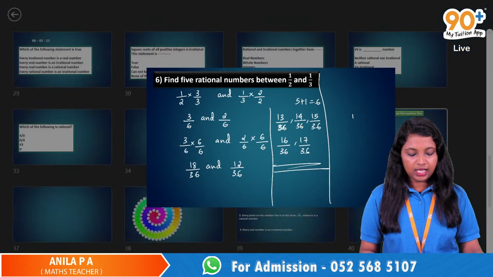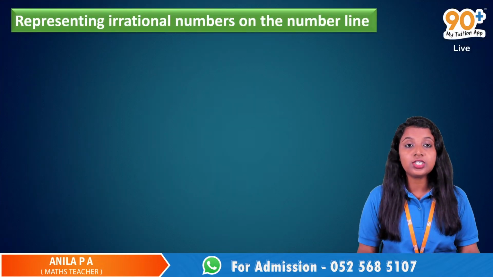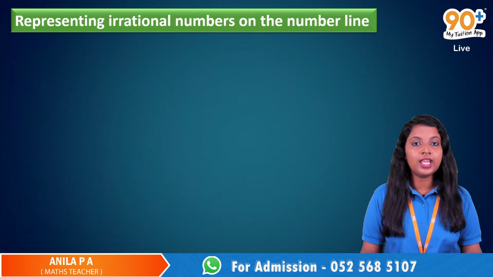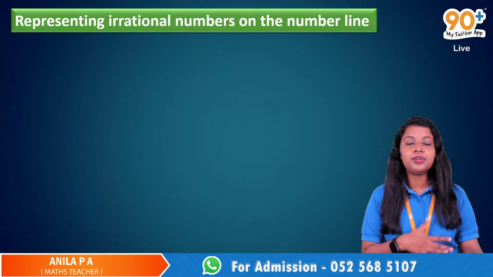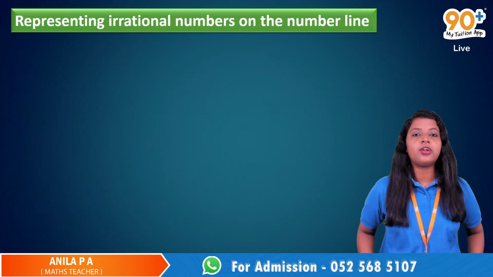Okay, and now we were discussing the representation of irrational numbers on the number line. We already represented root 2 on the number line. Now let's see how we can represent root 3 on a number line.